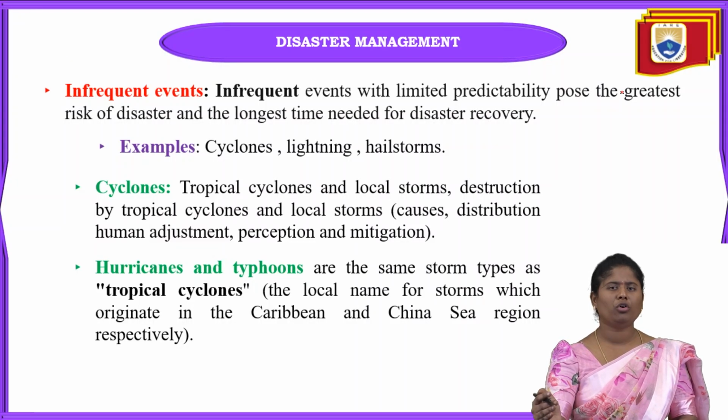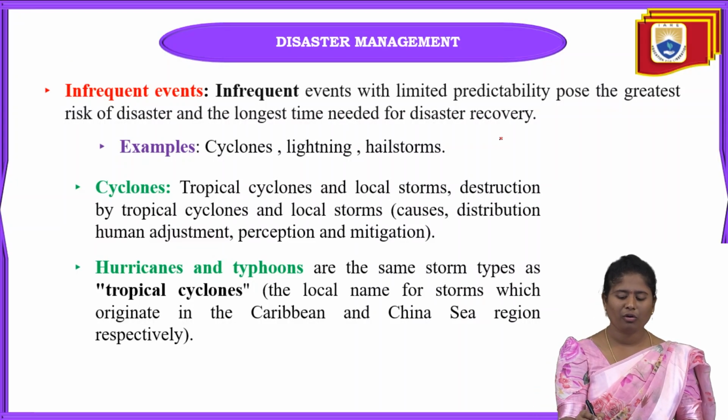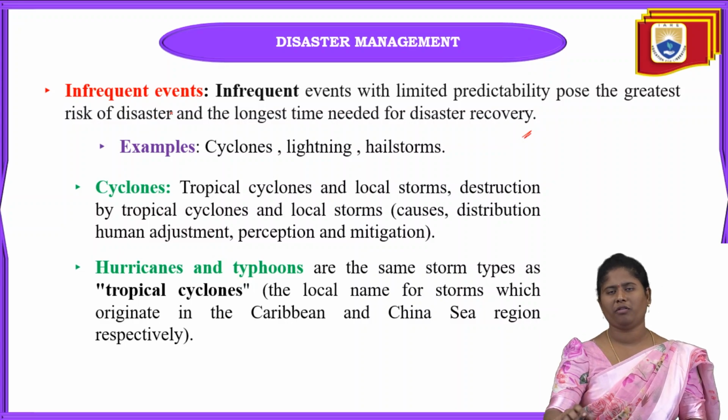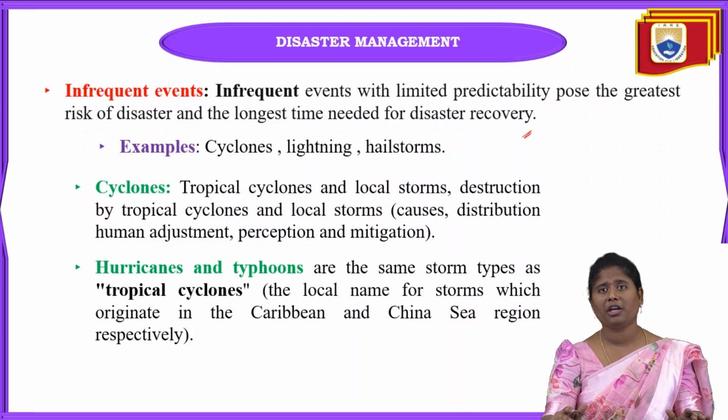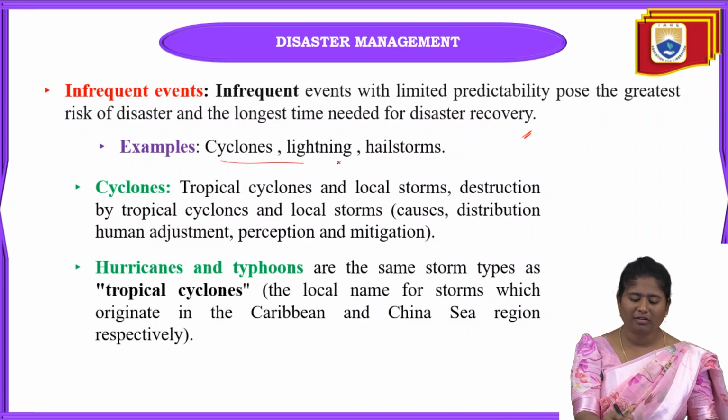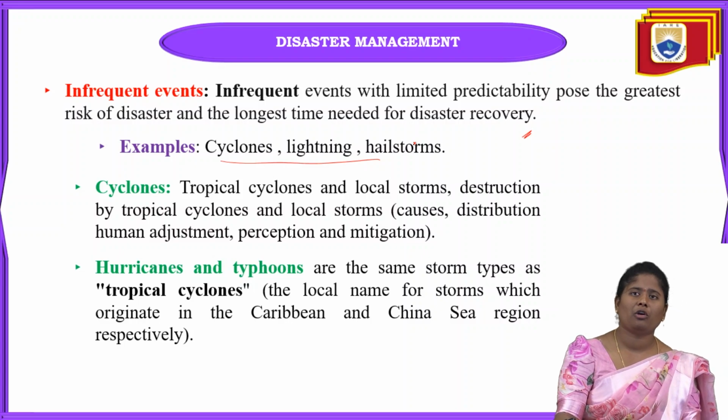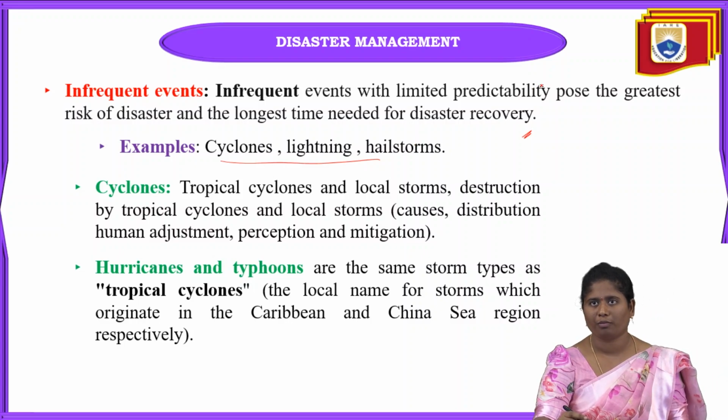Before going to the cyclone topic, here you can see the infrequent events. What is meant by infrequent events? They have limited predictability, they cause the greatest damage, and they need the longest time for disaster recovery. Examples of these infrequent events are cyclones, lightning and also hailstorms. When these types of infrequent events occur, they pose a very great risk of disasters.